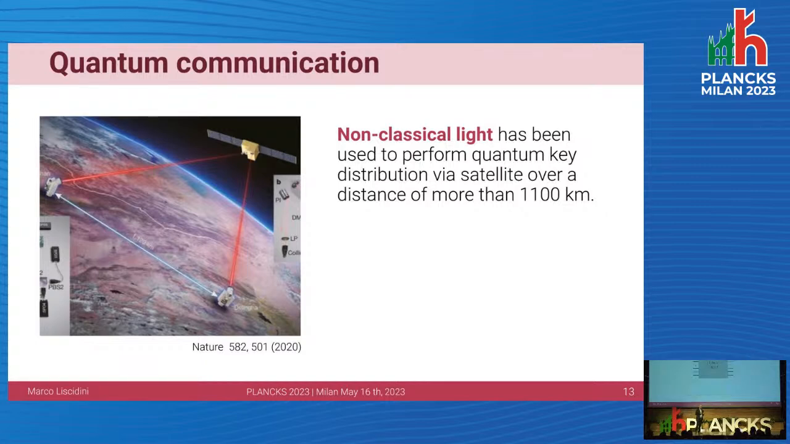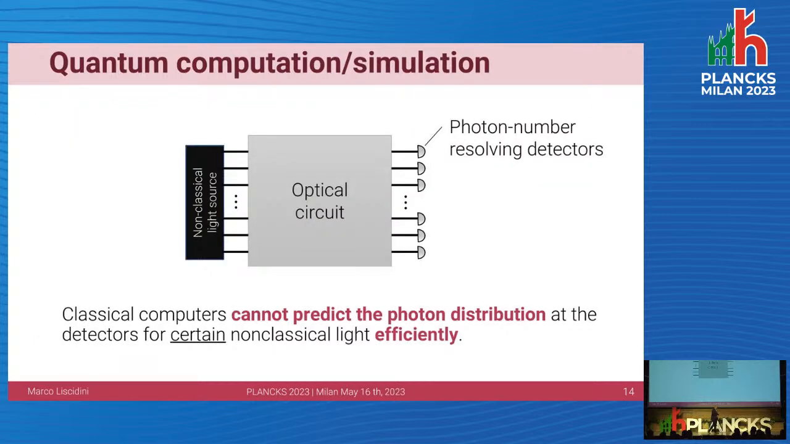Okay, next example. We talk about quantum computation and quantum simulation. I already talked about the Selman problem. We don't know how to solve that one, even with a quantum computer. But we know that there is a problem which is extremely difficult to solve. It is the following. Suppose you have an optical circuit, a linear optical circuit. You have n channel input, n channel output. And this circuit is just described, like any other linear optical element, through a matrix, a transfer matrix.